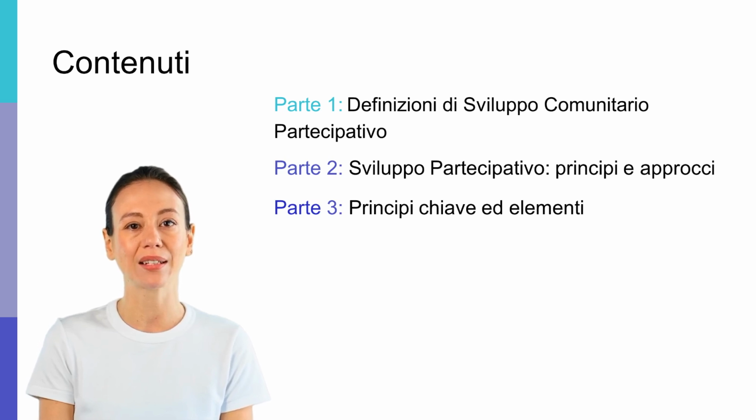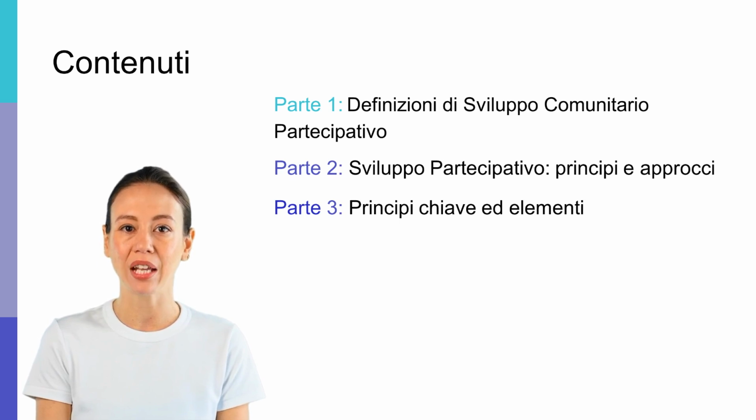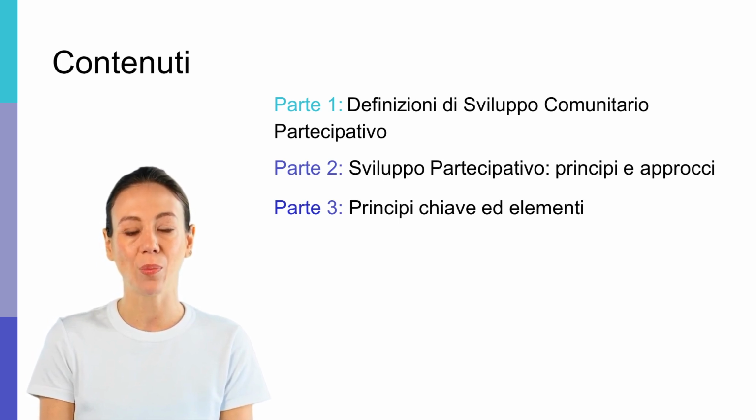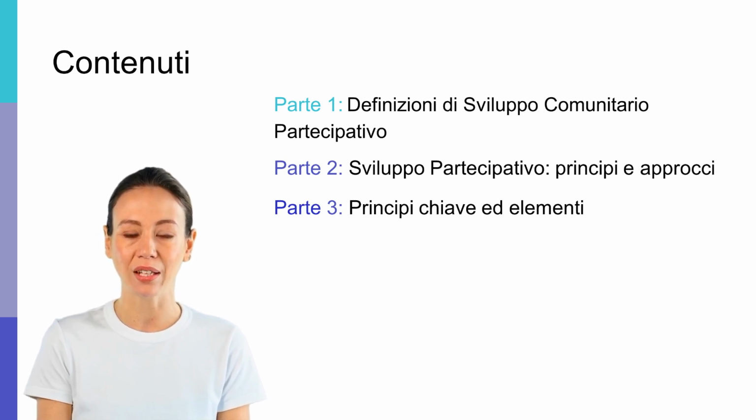This module outlines the first part of a comprehensive framework for fostering effectiveness of community participatory development. Part 1 highlights the definition of key aspects of community participatory development. Part 2 establishes a foundation by exploring participatory development, principles and approaches. Part 3 delves into key principles and elements of community participatory development.